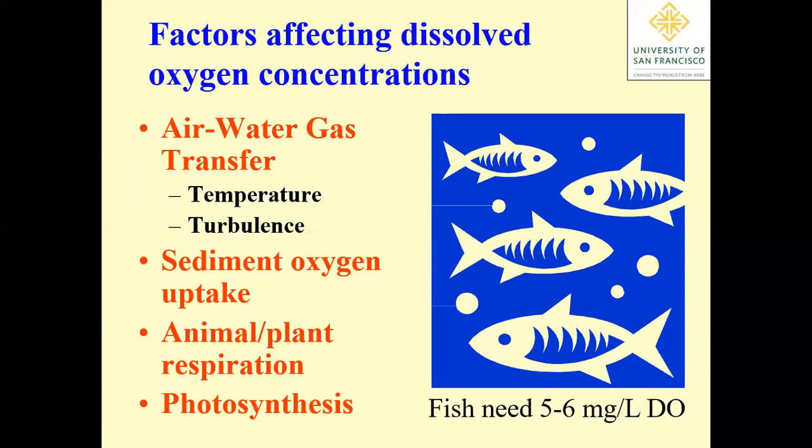And then this little bullet on the bottom right is pretty important. Fish generally need 5 to 6 milligrams per liter of dissolved oxygen to thrive. I believe it's 4 is when they start having problems. And then if it's less than 3, then fish and other life will start to die.